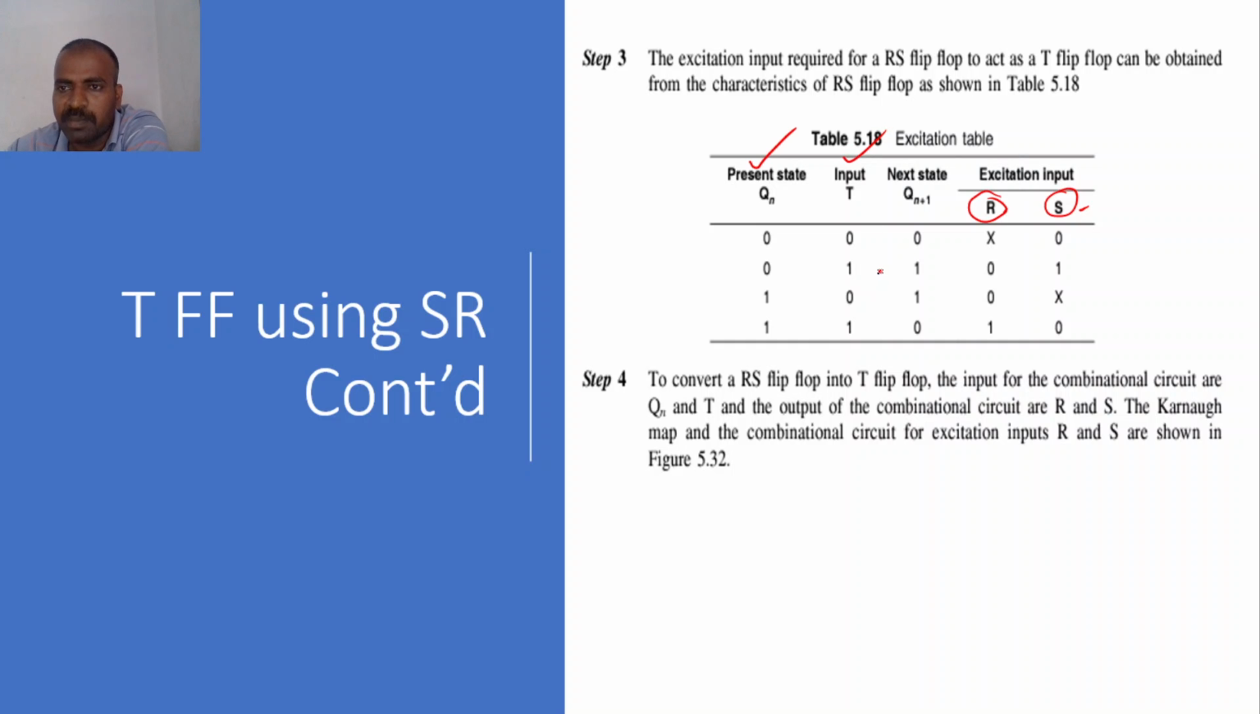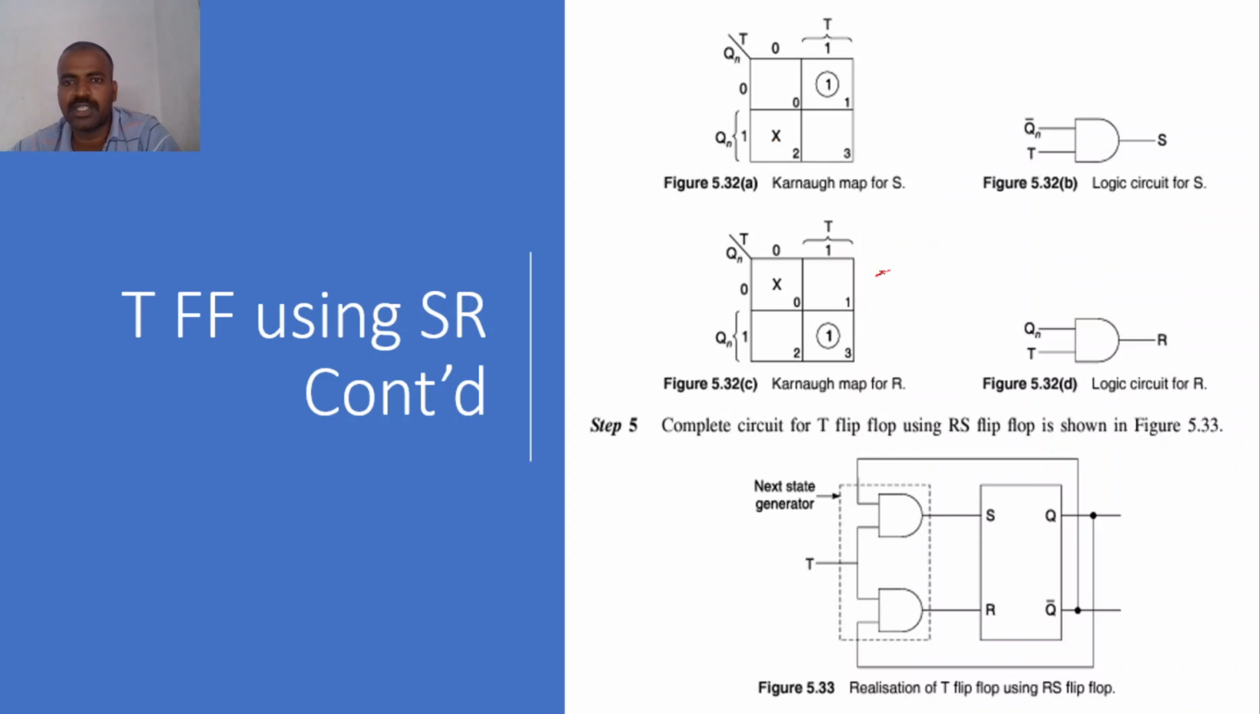So a two-variable K-map is needed, for R and S. Here the S expression is Q bar T, and the R expression is Q T. See here, this point is from Q bar, and this point is from Q, and here is the single input T. So this is the realization of the T flip-flop using SR.